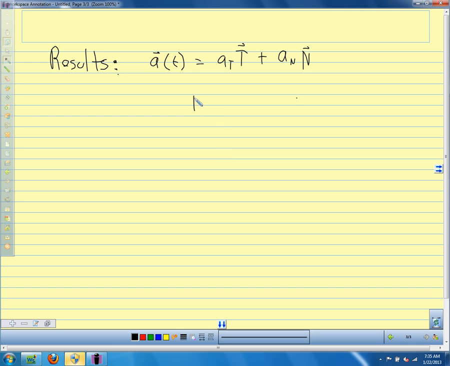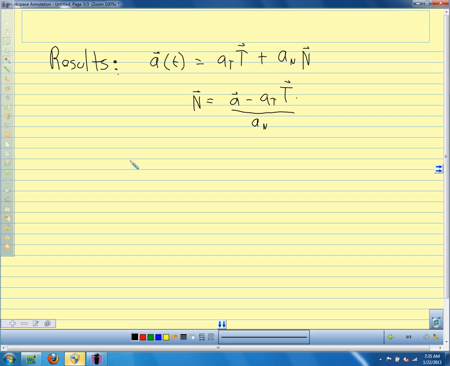So we can say that n, if we have all these other quantities, our principal unit normal vector, is our acceleration vector minus a sub t times our unit tangent vector, divided by a sub n. So if we can calculate these quantities, we can usually calculate the unit tangent vector relatively easily. We can find a sub t and a sub n relatively easily. That gives us a shortcut to find our principal unit normal vector.